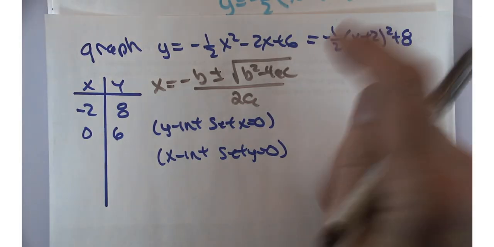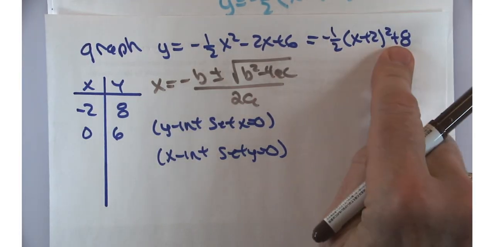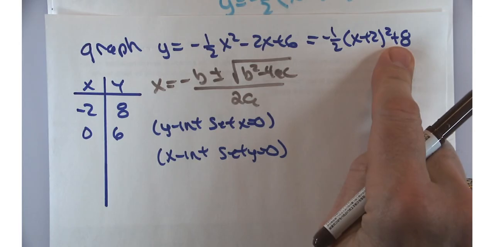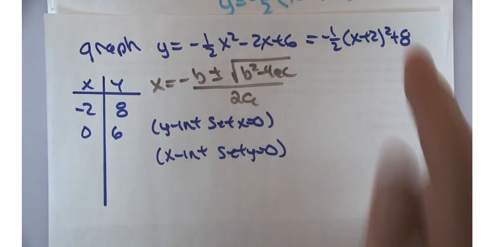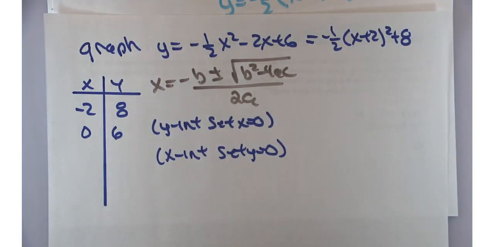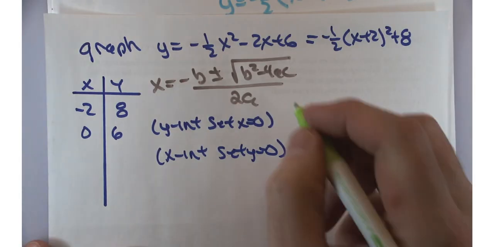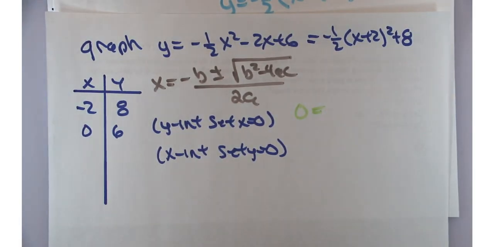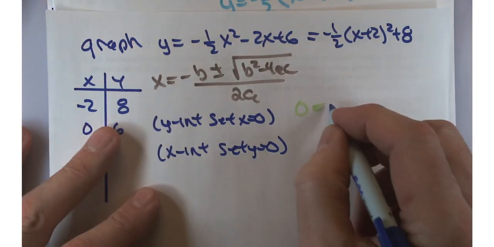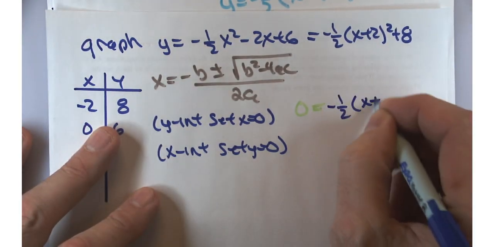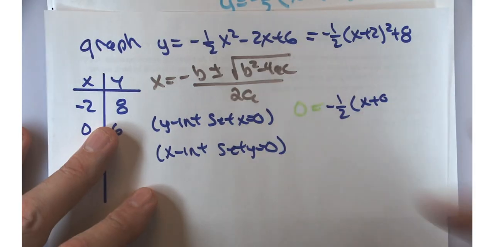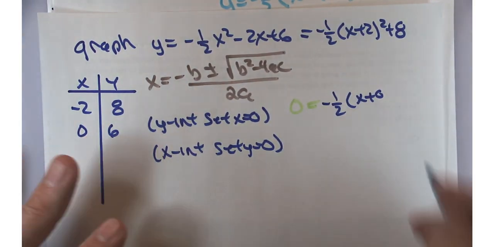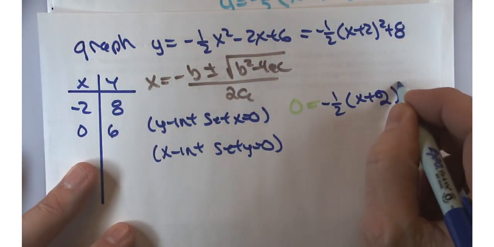But I'm going to set y equal to 0 here, because we've already completed the square, and it's just going to be a little bit more user-friendly for us, I think. So let's see about solving things here. So we'll set 0 equal to negative 1/2 times x plus 2 squared, plus 8.